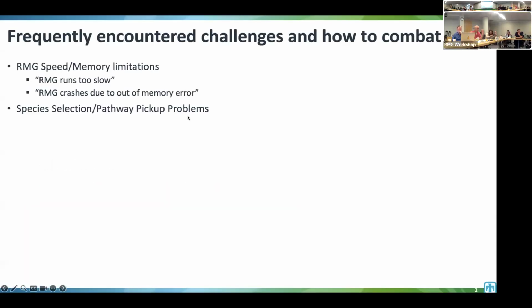All right. So this talk is going to focus on further and a little more complicated aspects of RMG, focusing on running RMG a little more efficiently, avoiding challenges related to memory, and also handling those species selection errors that we kind of glossed over a little bit before.